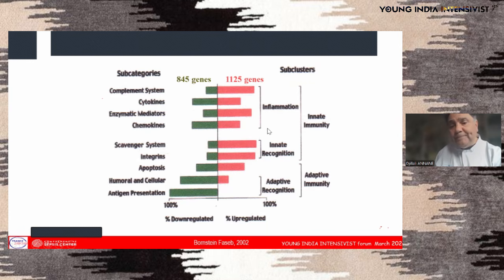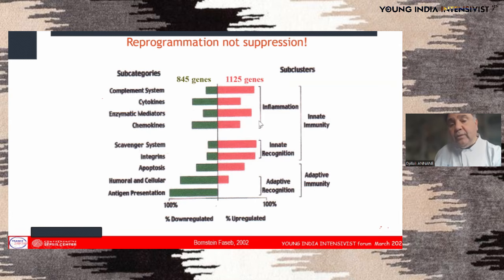So basically, in particular, one can see that the cluster of genes that are involved in innate immunity or innate inflammation and innate recognition are upregulated. And genes that are involved in adaptive recognition and adaptive immunity are more likely to be downregulated.